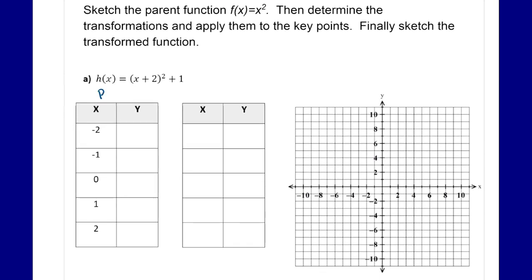So the first one is going to be our parent function. This is going to be our f of x equals x squared. These are going to be our key points: (-2, 4), (-1, 1), (0, 0), (1, 1), and (2, 4). So I'm going to plot those values on my graph.